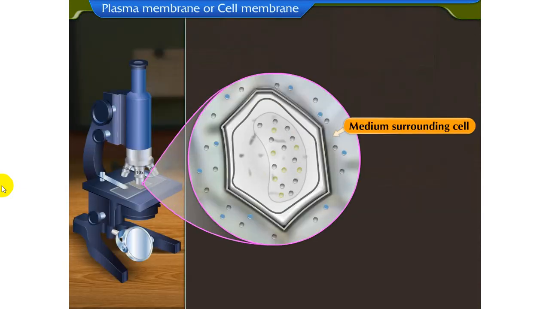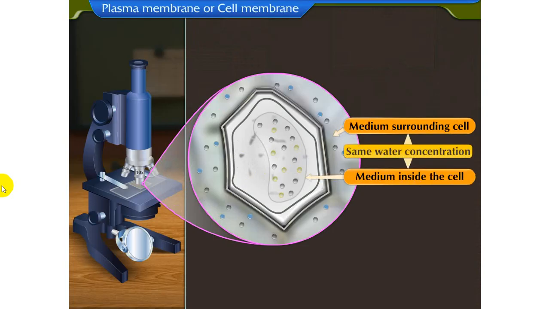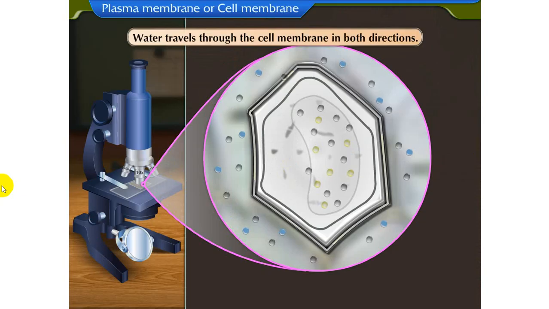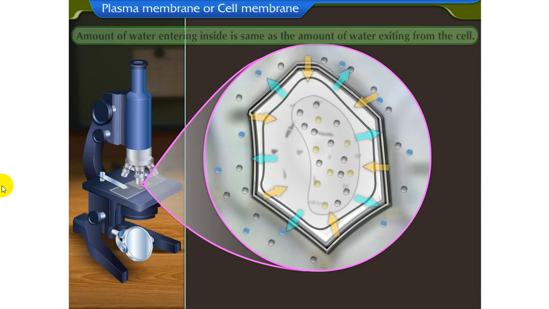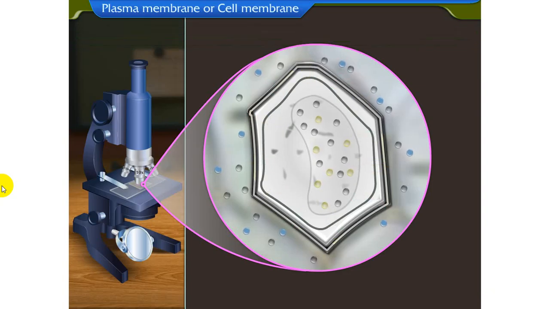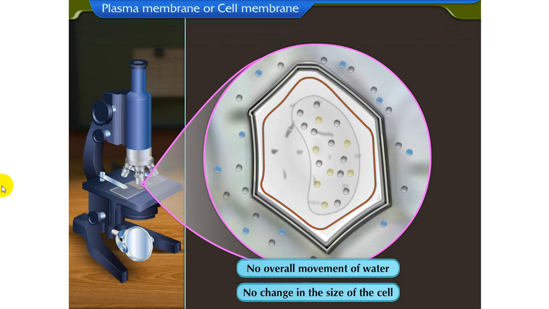When the medium surrounding the cell has the same water concentration as that of the cell, such a solution is called isotonic solution. In such a case, water travels through the cell membrane in both directions, but the amount of water entering inside is the same as the amount of water exiting from the cell. Thus, it can be said that there is no overall movement of water and no significant change in the size of the cell can be observed.